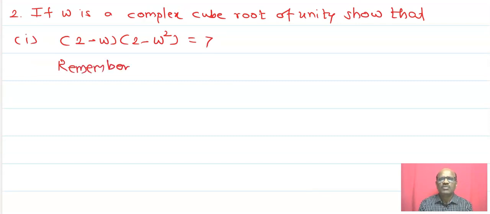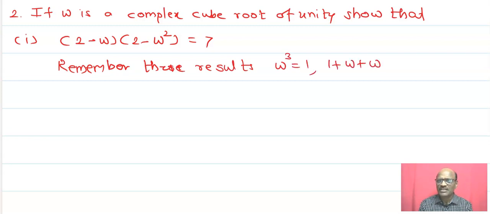If omega is a complex cube root of unity, then show that the value is 7. Remember the results: omega cube is equal to 1 and 1 plus omega plus omega square is equal to 0. I am mentioning here these two formulas indirectly, that is, omega cube is equal to 1 and 1 plus omega plus omega square is equal to 0.